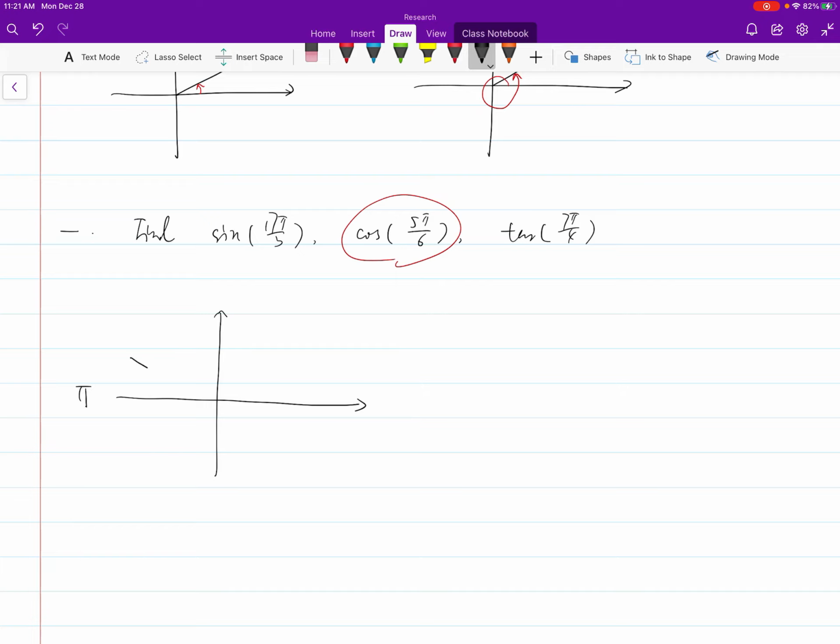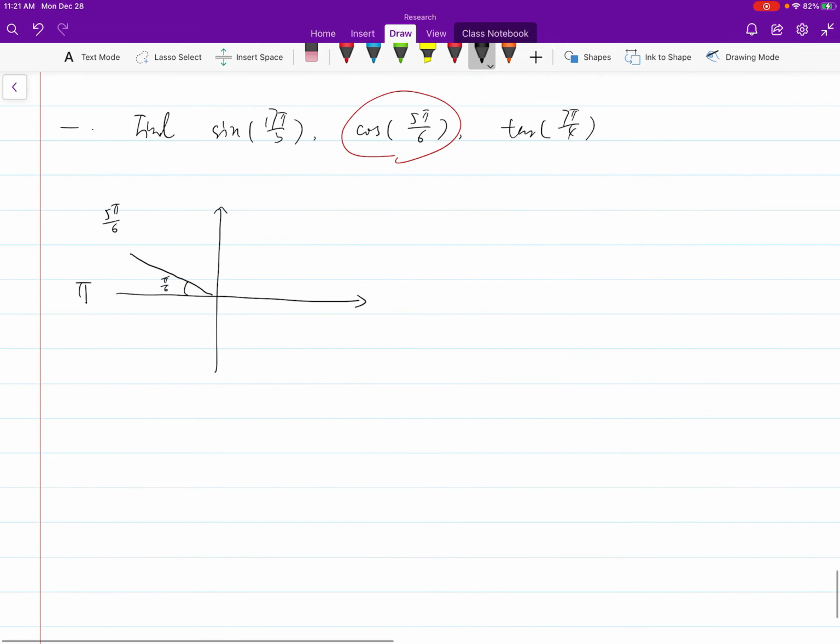Okay, this is pi. This is 5 pi over 6. So this is pi over 6. But remember, it's 30 degrees. You want a cosine. So cosine 5 pi over 6 is the same as cosine pi over 6, because that's my reference angle. Moreover, cosine is negative. So together.